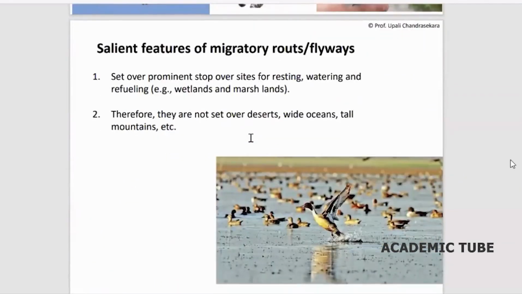Now this is what I wanted to tell you. Usually the migratory routes of the birds are set over prominent stopover sites. And these stopover sites are wetlands and marshlands. Why? The wetlands and the marshlands, they are ideal places for birds to rest, to drink water, and also to eat, right?